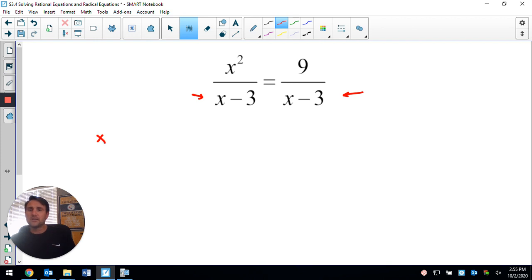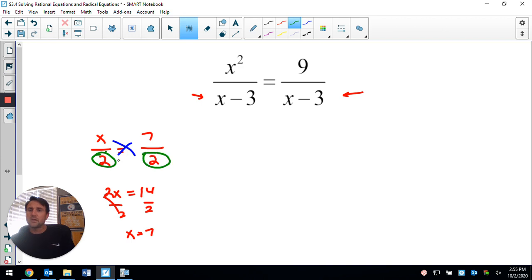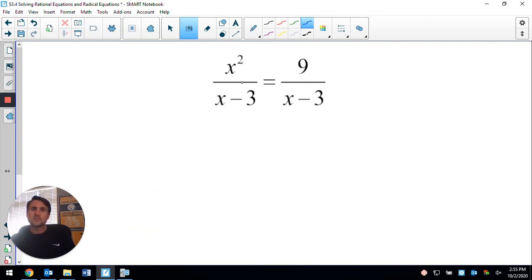And so if I had a situation, let's say I've got x over 2 is equal to 7 over 2, and we use our cross product property, right? We would end up with 2x equals 14, and then I'd have to divide by 2. And look at that, we're back at 7, right? It's kind of a no-brainer that if the denominators are the same, then the numerators would have to be the same, okay? And that's kind of what we're going to use on this one, right? Because our denominators are automatically the same, so I know that my numerators will also have to be the same.